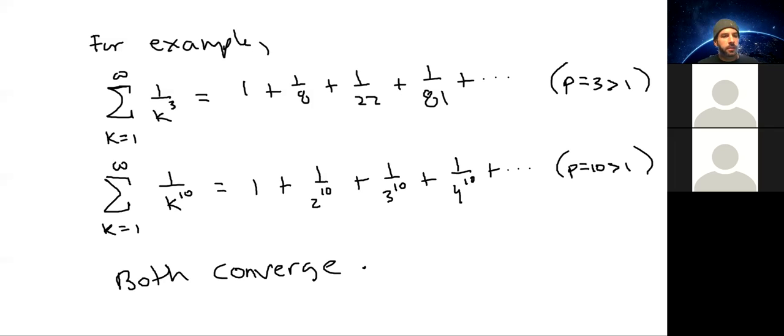For comparison with that, and this is important, if P is less than 1 or equal to 1, this series diverges.